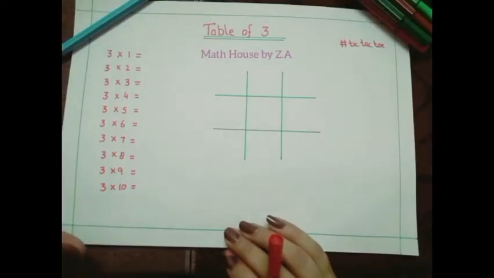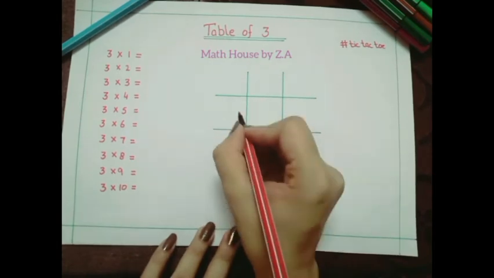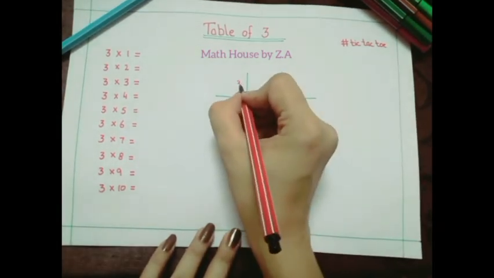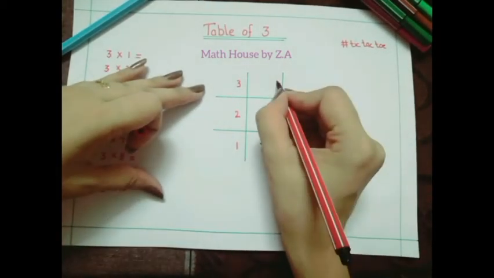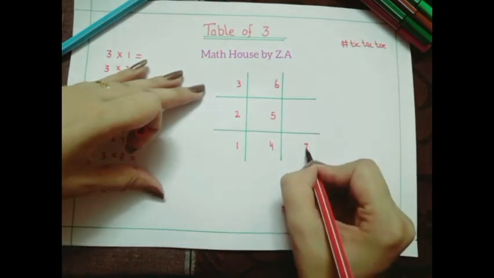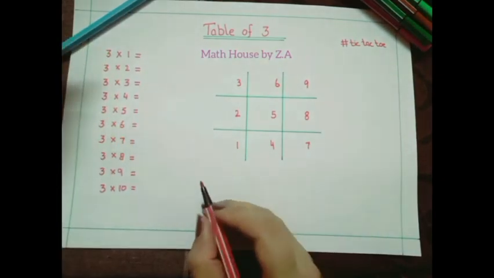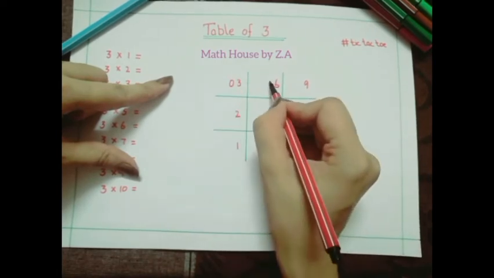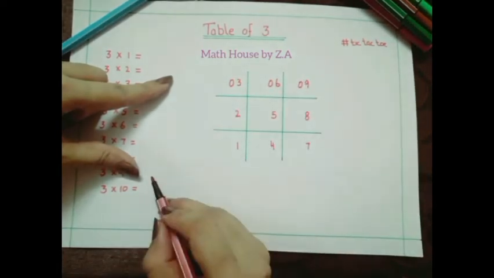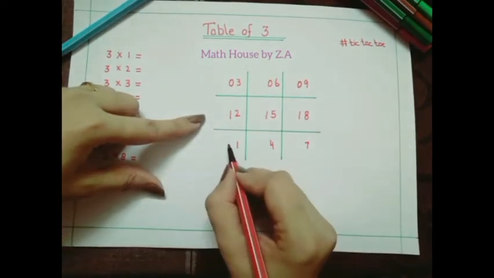Now it's time to learn the table of 3. For writing the table of 3, what you have to do is just write the numbers from 1 to 9 like this: 1, 2, 3, then 4, 5, 6, 7, 8 and 9. Now we will write 0 in the first row, with each number: 0, 0 and 0. Now after 0, we will write 1 with each number in the second row and then 2 in the third row.